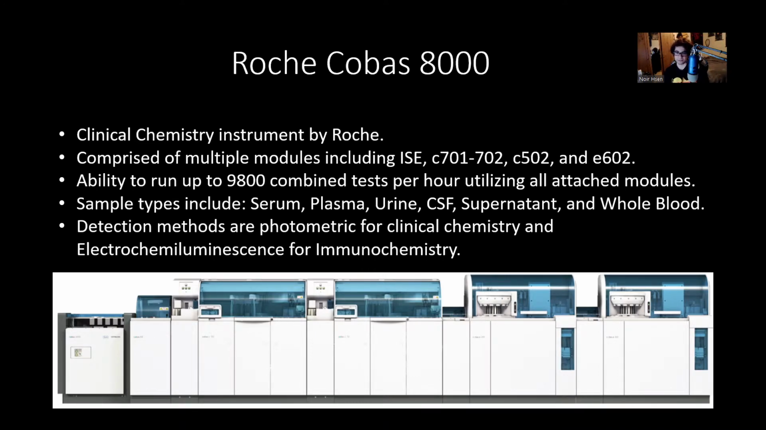So it's comprised of several modules. On the very left here, you have the ISE, 701, 702, and then you have the 502 and 602. And this can run up to 9,800 tests per hour when using all of them. And it can do a variety of samples: urine, CSF, plasma, serum, and the whole nine yards. And it uses photometric for the clinical chemistry part, and then chemiluminescence for the immunochemistry immunoassay.